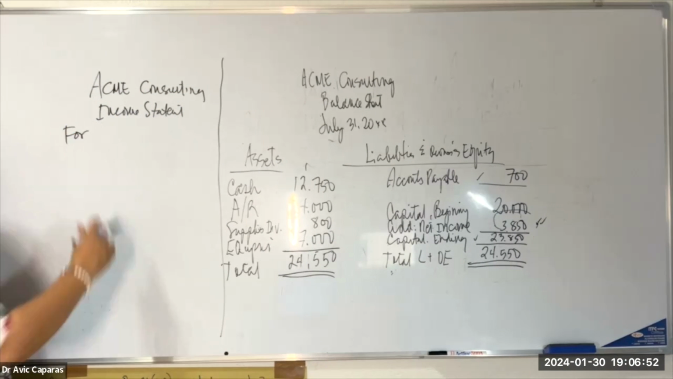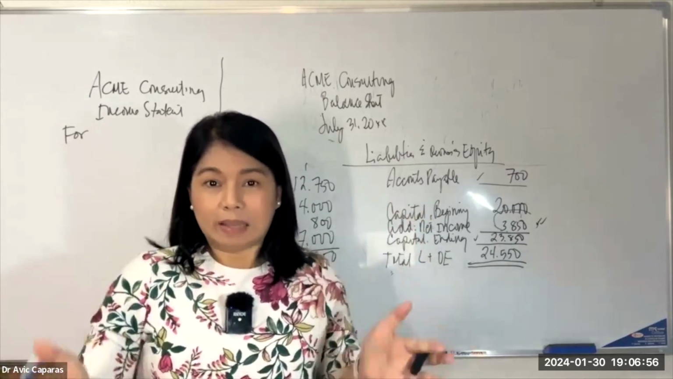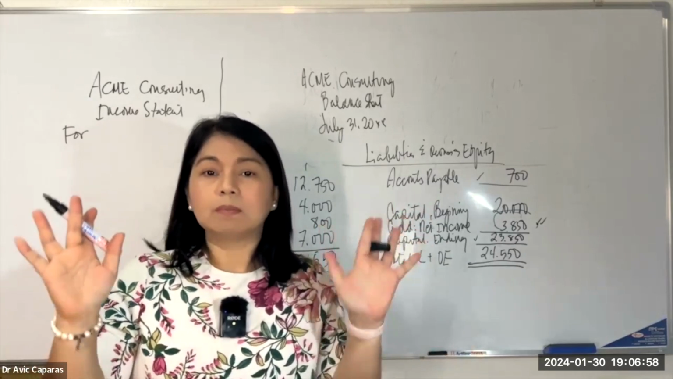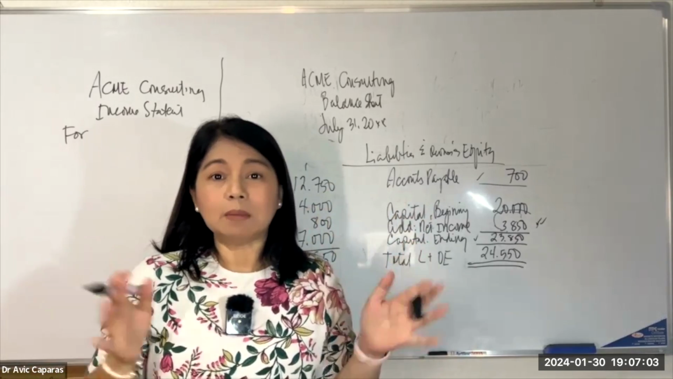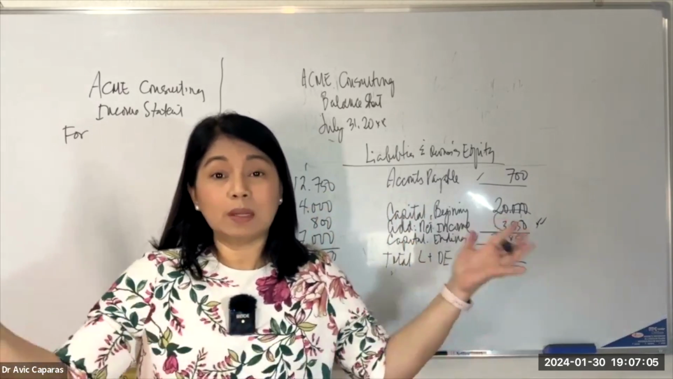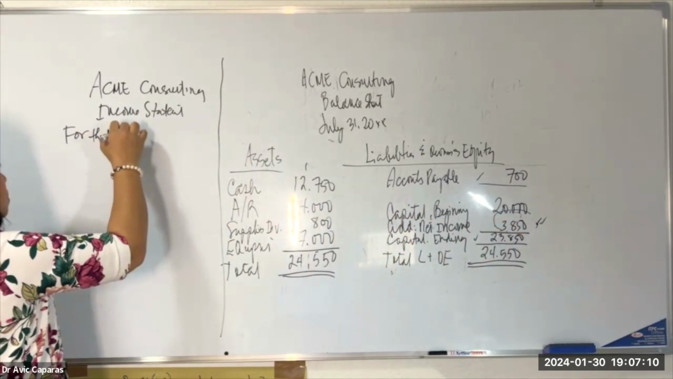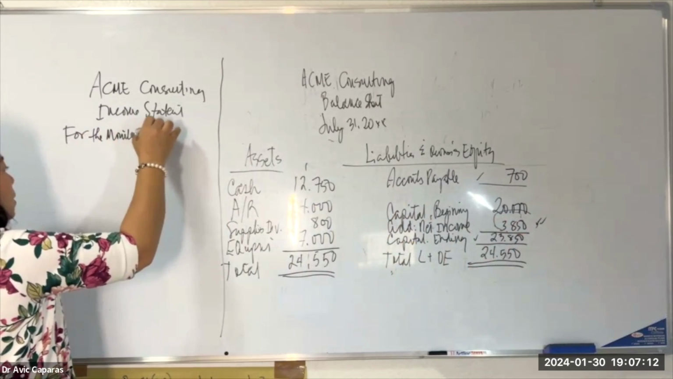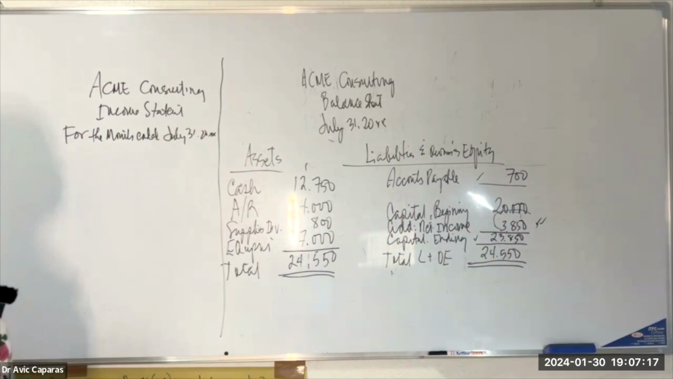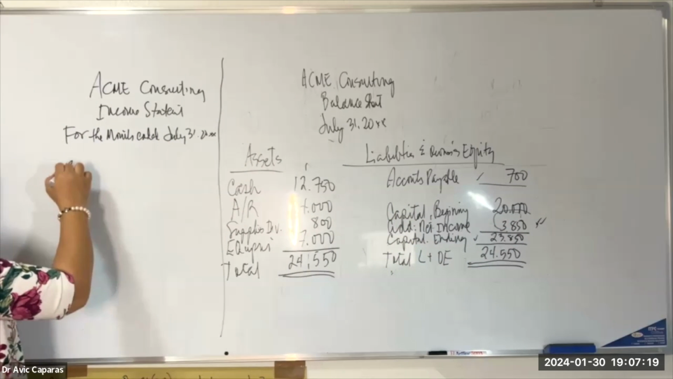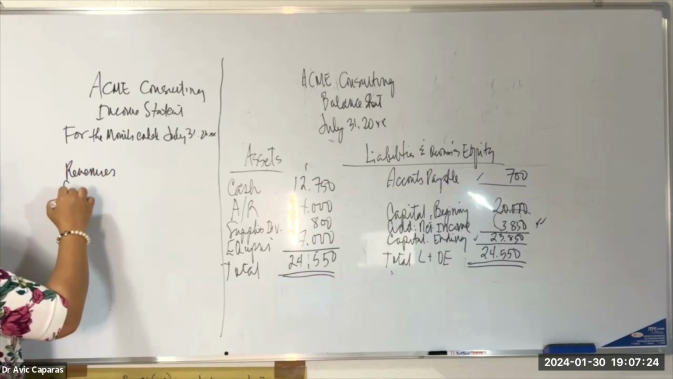Did I mention that if it's a balance sheet, it's a snapshot? It's as of a date, like you take a photo of a business, as of a moment. But the income statement is how much you have generated within a period of time. So this is for the month ended July 31, 20XX.